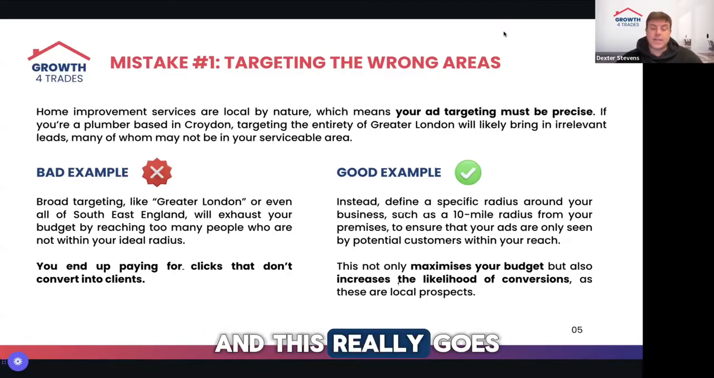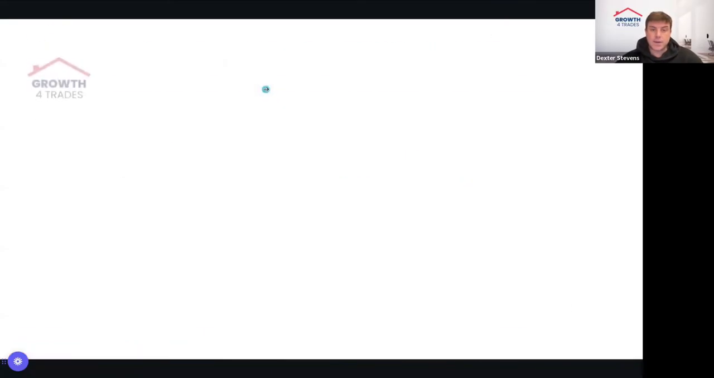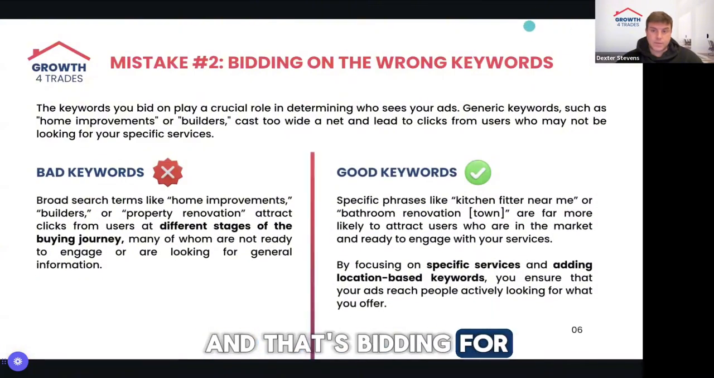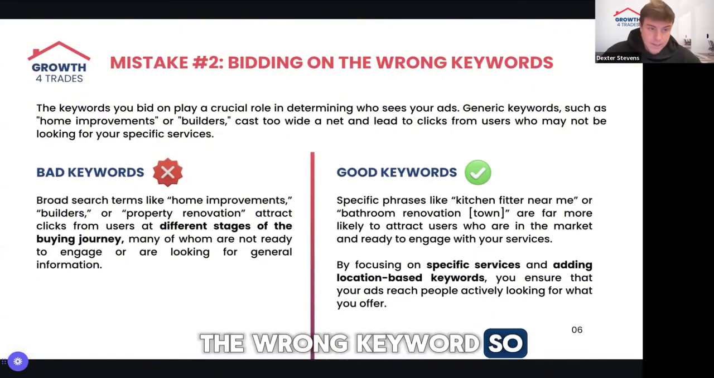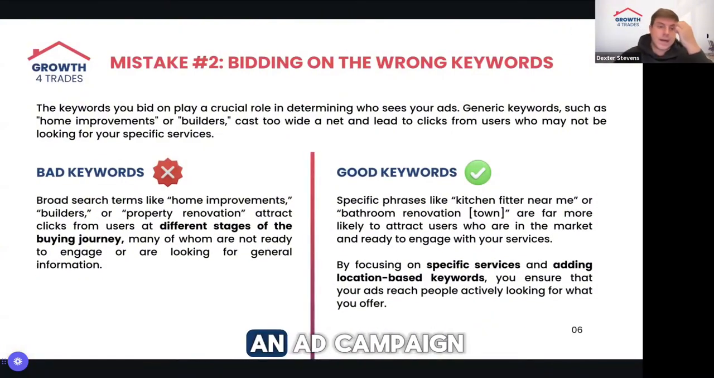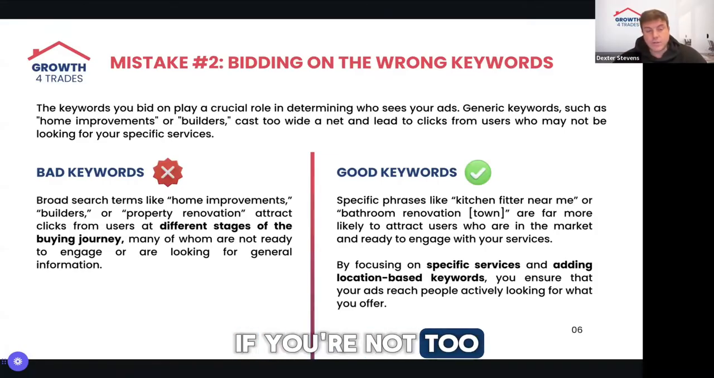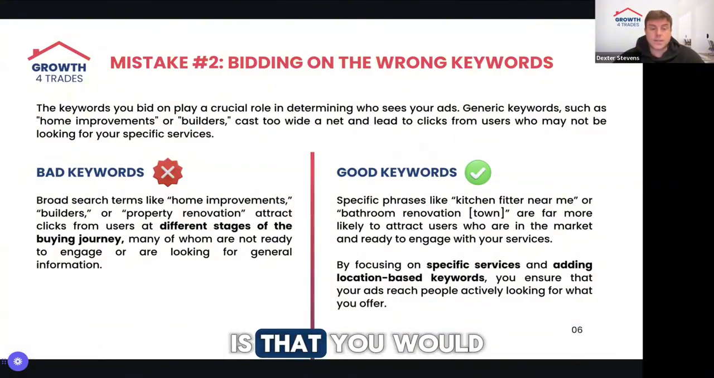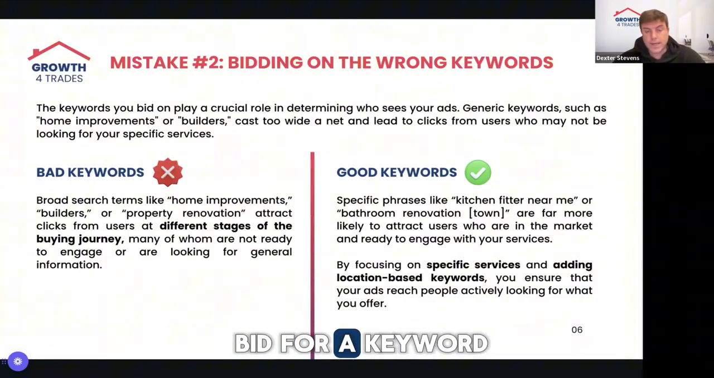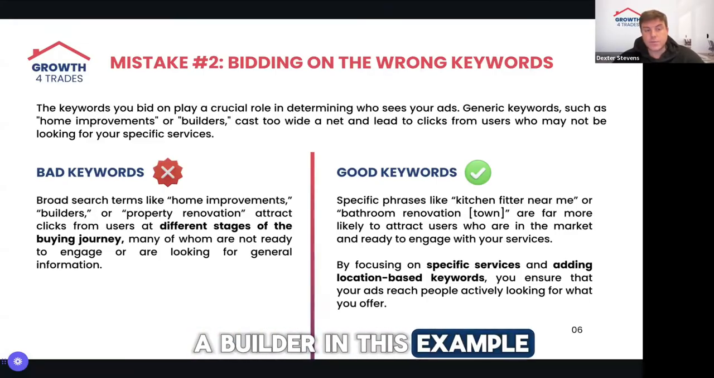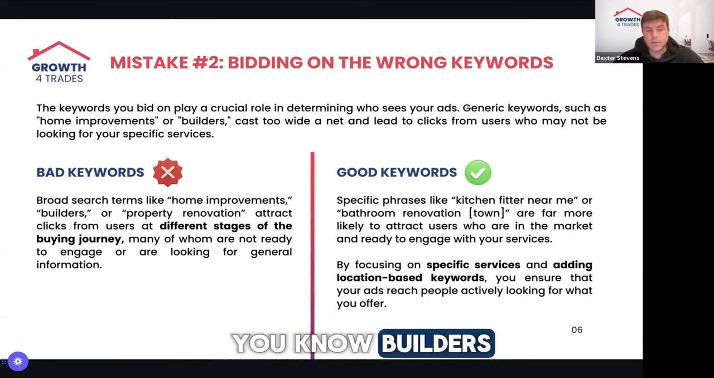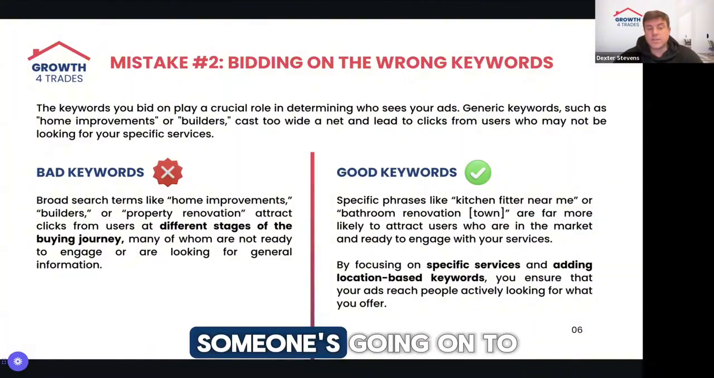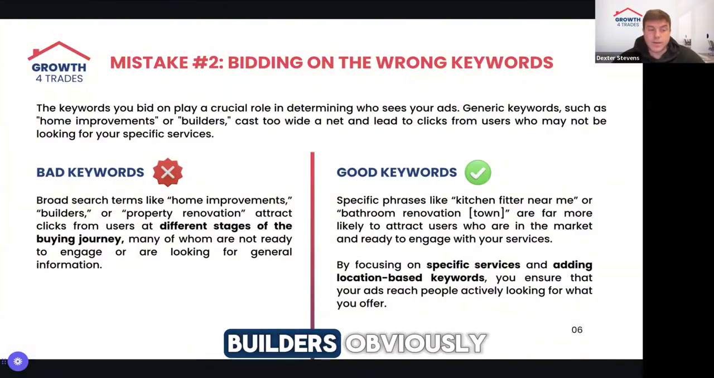And this really goes into the next point, I believe, and that's bidding for the wrong keywords. So going into an ads campaign, if you're at a basic level, or you have some knowledge of it, the way Google works is that you would bid for a keyword. If you're a builder, in this example, you'd be looking at "builders". Someone goes onto Google and types in the keyword "builders".